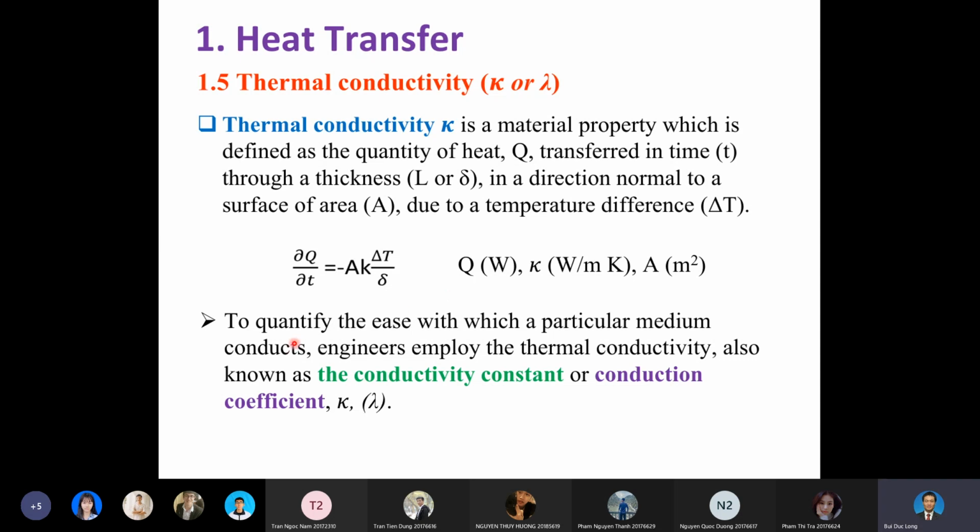To quantify the ease with which a particular medium conducts energy, we employ thermal conductivity, also known as the thermal conductivity constant. So kappa here is a constant, or we call it the conduction coefficient. We denote it as kappa or lambda. So this is about thermal conductivity.